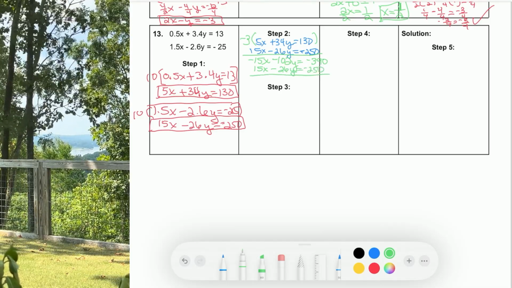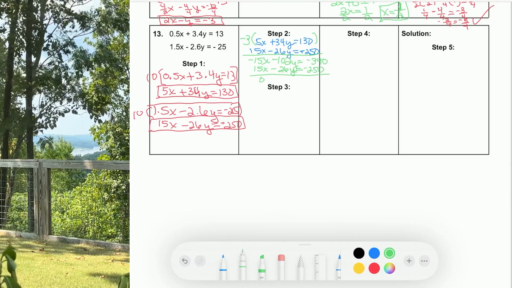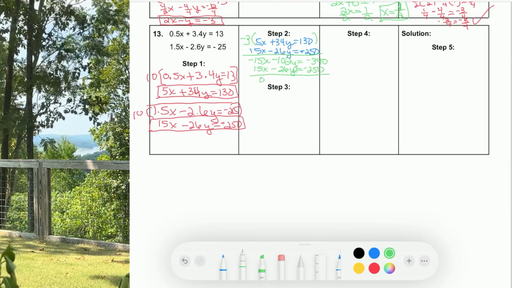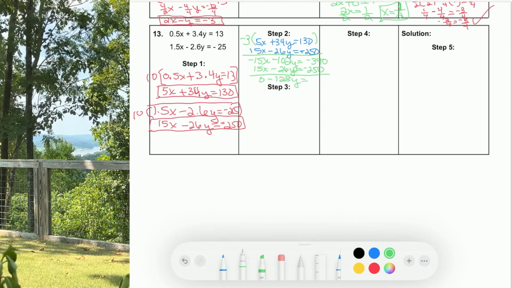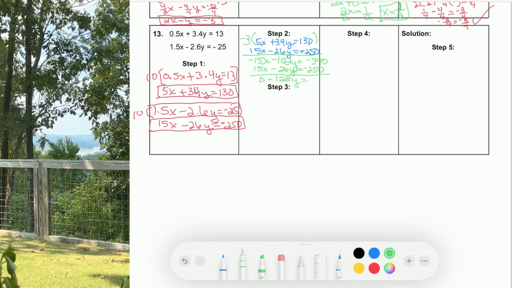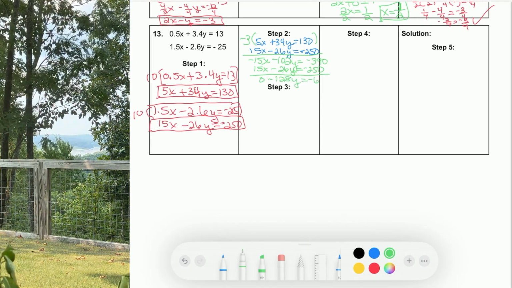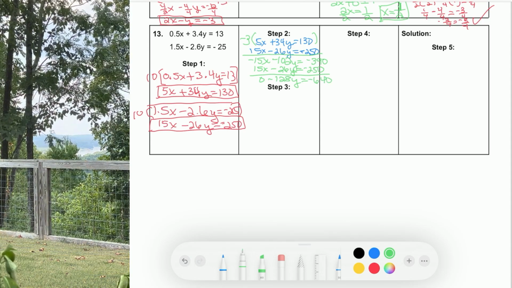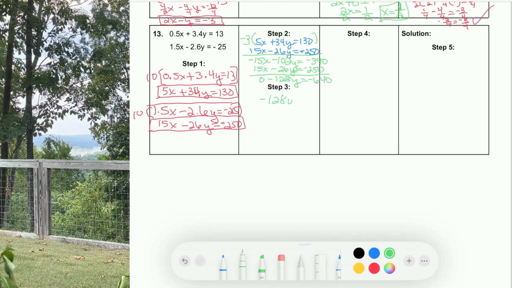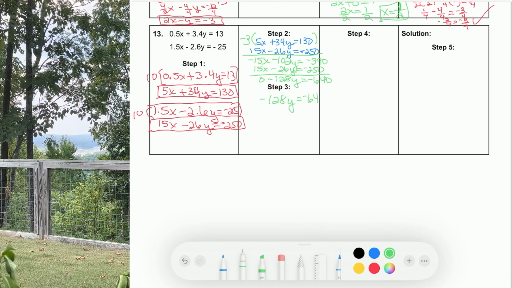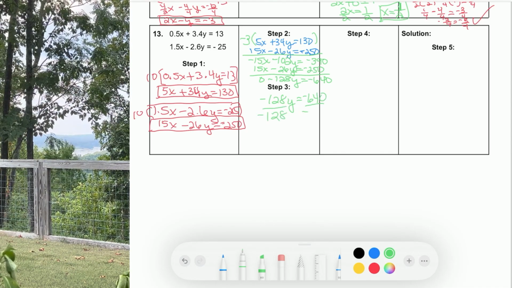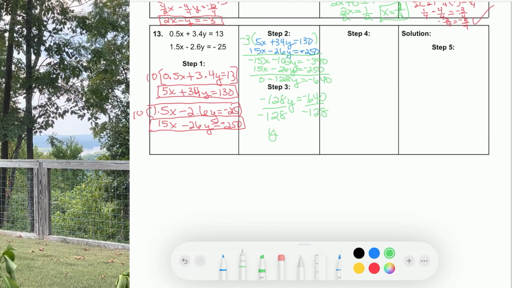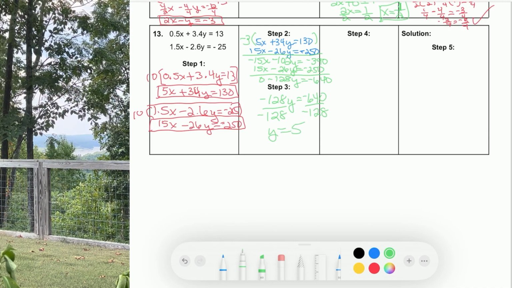All right, our x's cancel, so I get 0. Negative 102 plus negative 26 is a negative 128y. Negative 390 plus a negative 250 is a negative 640. Rewrite that down here. All right, I'm going to divide both sides by negative 128. And I get y equals 5.